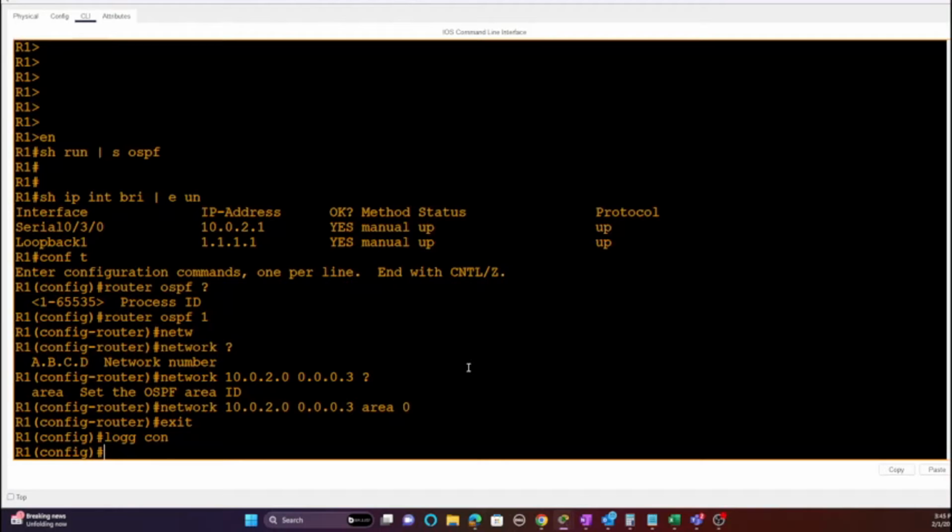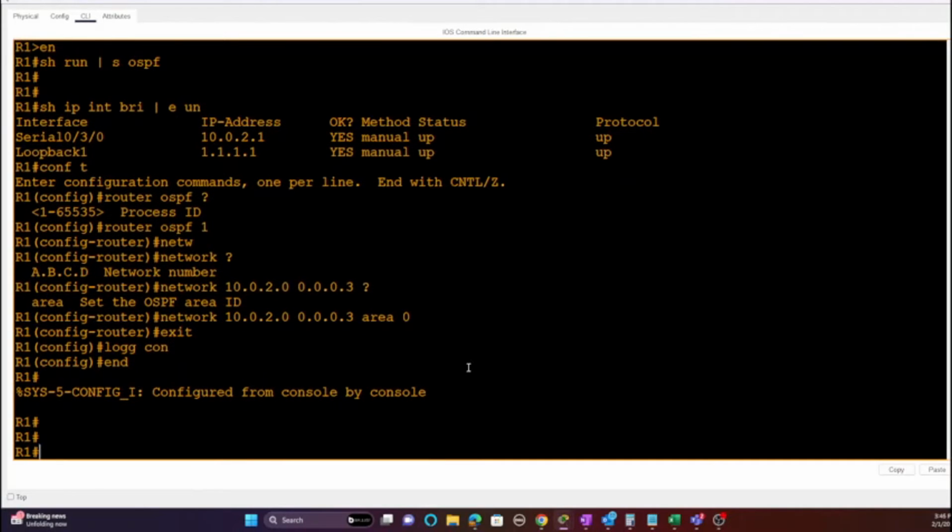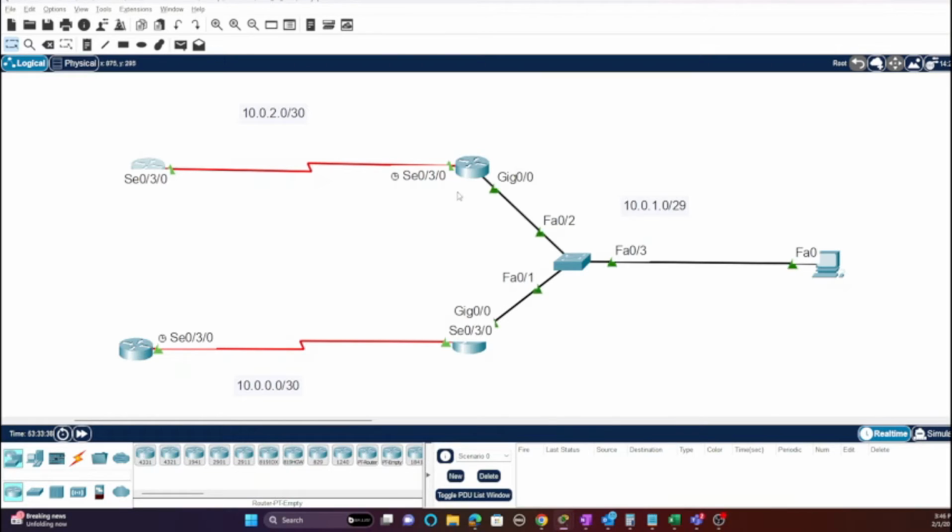That command's logging console. So that's just a little gem from the Network Ninja for you. You could do that too. That way we can see the logs once they start becoming fully adjacent and they start exchanging all of their information and everything. So we'll just move on to the next router, Router 2.